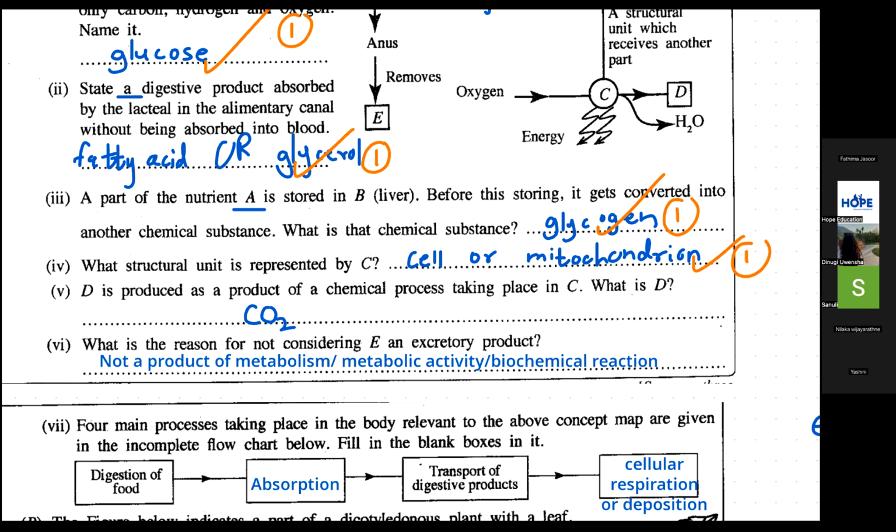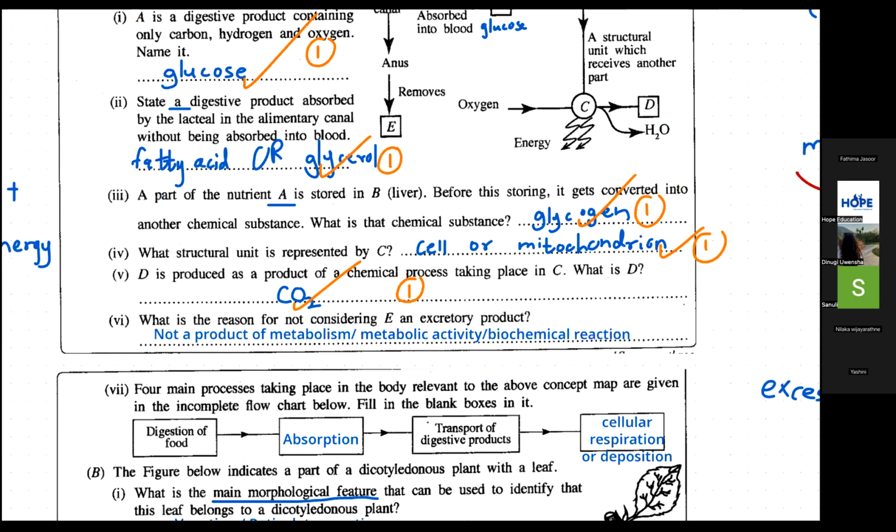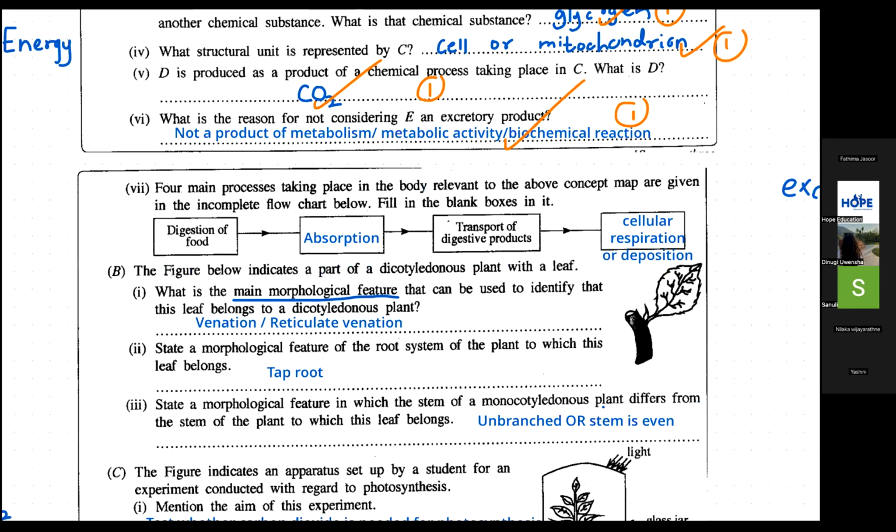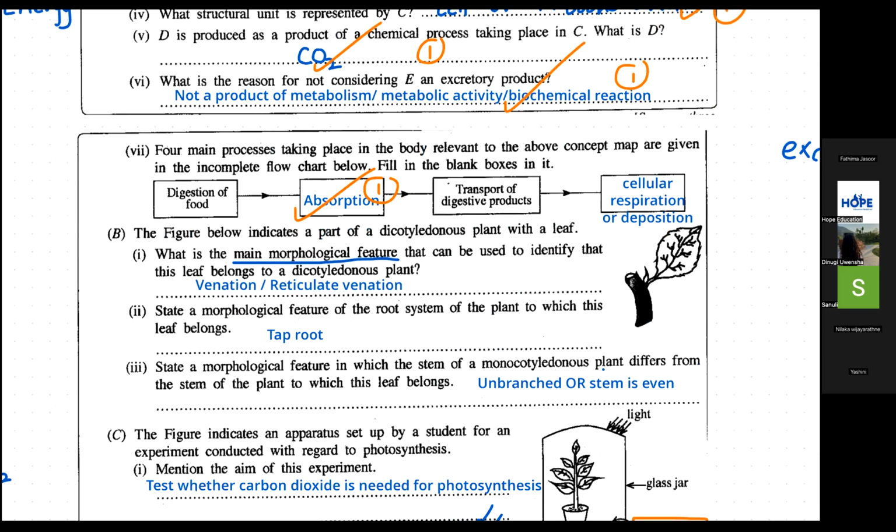Here for carbon dioxide, you get 1 mark. Then here, E is excretory. You get 1 mark, right? And then for absorption, 1 mark. Then cellular respiration or deposit for that 1 mark. Then venation or reticulate venation, 1 mark.